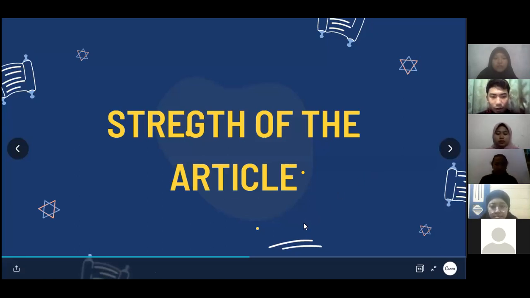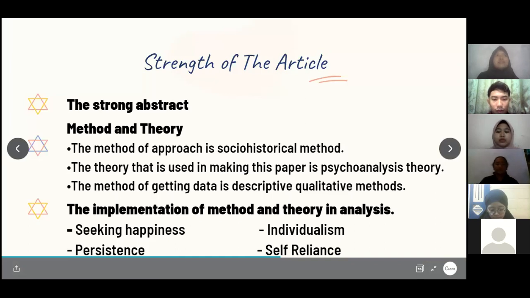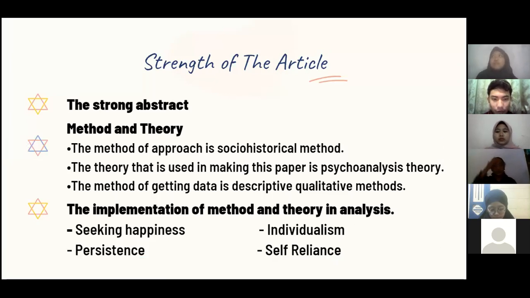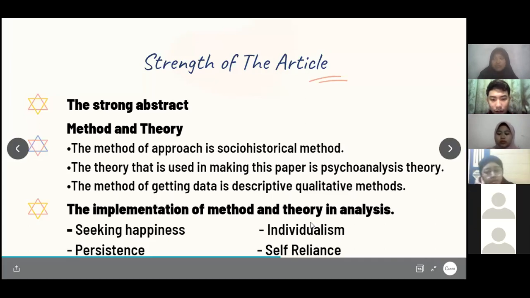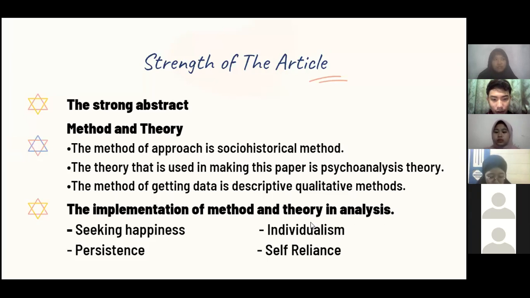So I will continue by explaining the strong abstract, method and theory, and the implementation of method and theory in analysis. First, strong abstract. The author is very concerned about the principle of American life at the time in the setting of the Great Gatsby novel. By definition, the American dream is a concept that has existed since 1931 in the novel of James Russell entitled The Epic of America.